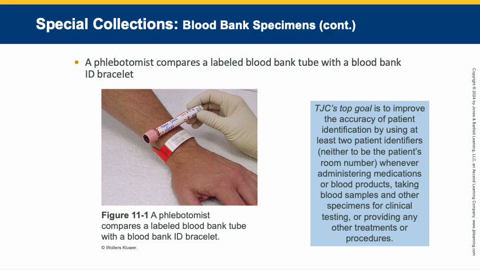But do you see in the blue box there where it says that you need, as far as patient identification, you're using at least 2 patient identifiers, neither to be the patient's room number. That's what I was talking about, how the patient can be moved. Whenever you are administering medications or blood products, taking blood samples like you as a phlebotomist would be doing, and any other specimens as far as the testing is concerned.